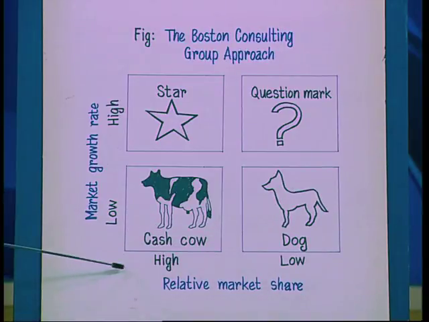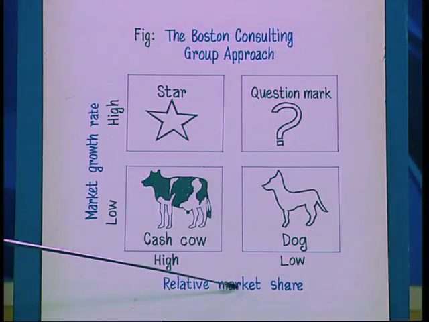The horizontal axis shows relative market share and the vertical axis shows market growth rate. Dear learners, the relative market share indicates the strength of the company. On the other hand, the market growth rate indicates the attractiveness of the company.